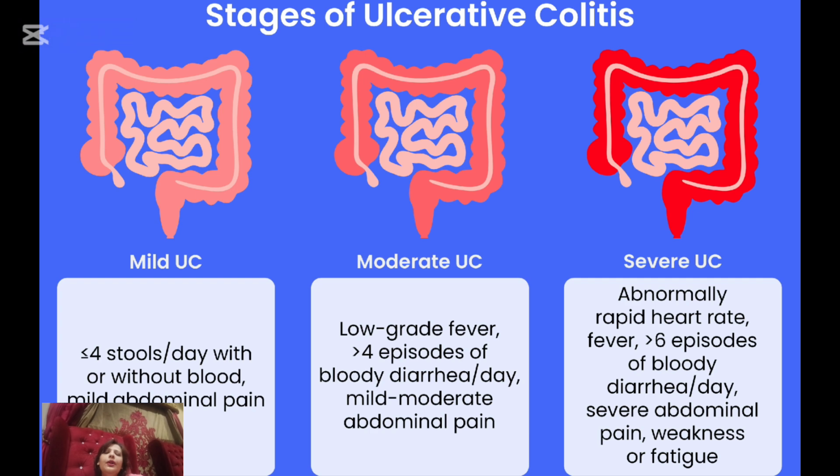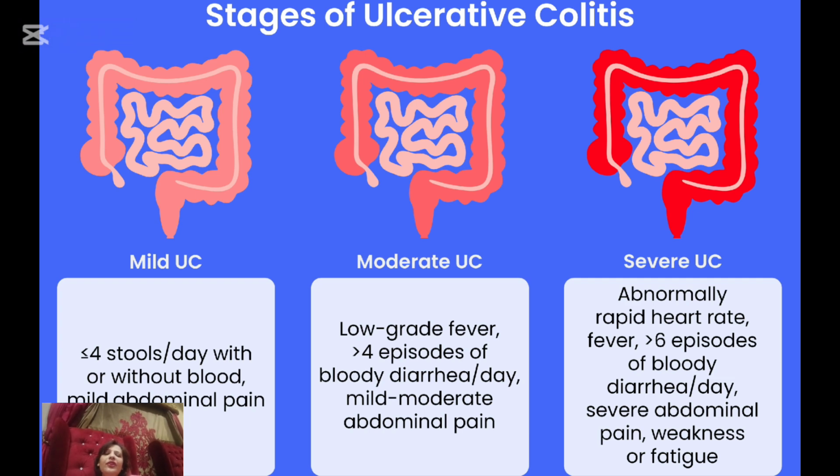Then we'll talk about the severity of ulcerative colitis, that is, how do we judge whether it is mild, moderate or severe. Definitely we assess it with the help of frequency of stools. If it is less than 4 with no abdominal pain or fever, then it is mild, and if it is between 4 to 6 with some fever and abdominal pain, it is moderate, and if it is greater than 6 associated with abdominal pain, fever and fatigue, then it is severe.